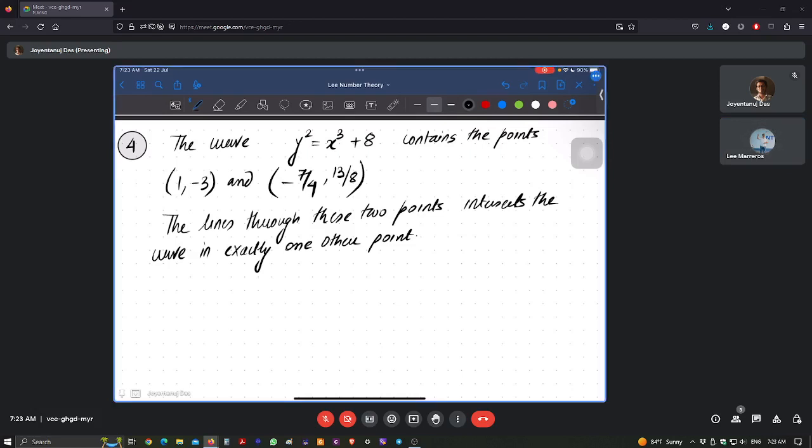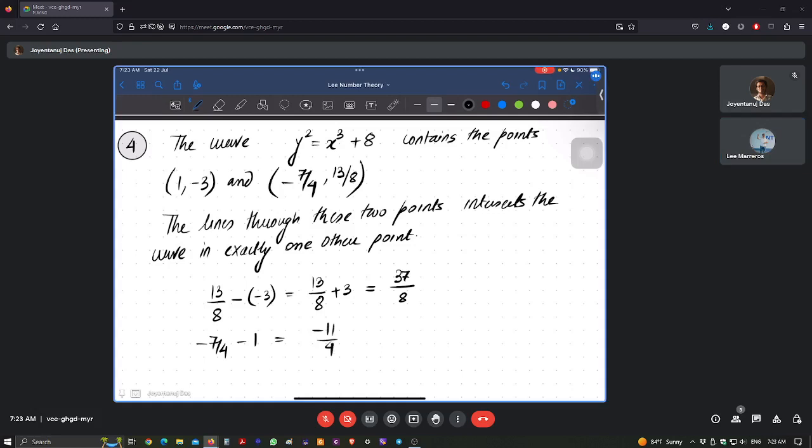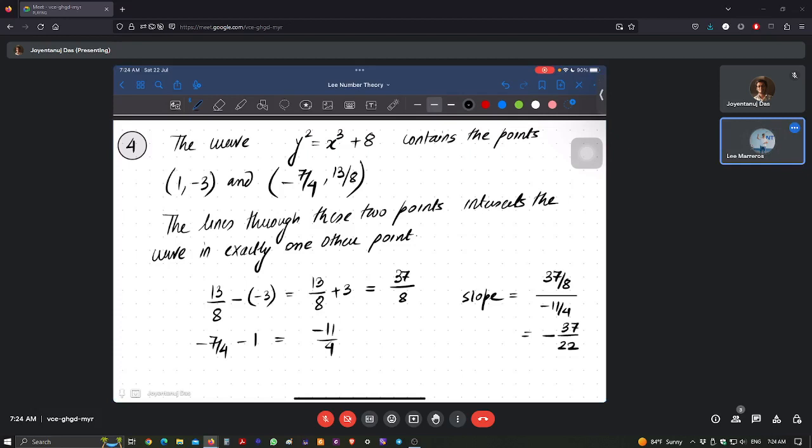So you have 2 points. 13 by 8 minus of minus 3, so that will be plus 3. How much will that be? 37 over 8. And the other thing is minus 7 by 4 minus 1, that would be minus 11 over 4. So the slope m will be minus 11 by 4 divided into 37 by 8, so it will be minus 37 by 22.